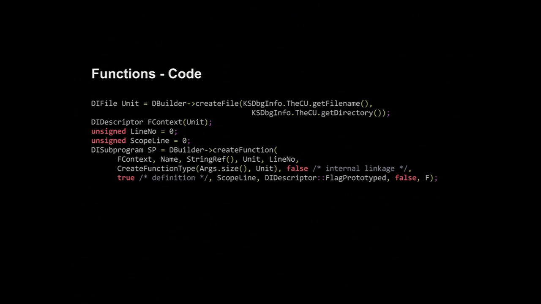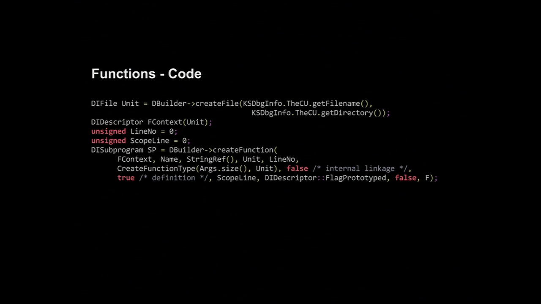So then our name. If you have a linkage name, it would go there, like for C++, all the mangled names, they kind of go there. The unit, the line number you're at. Here's our function type. We're saying it's internal linkage because, well, it's a little jitted thing. Who cares? It is our definition, though. We are creating the subprogram definition as opposed to a prototype. What line does the scope start at?